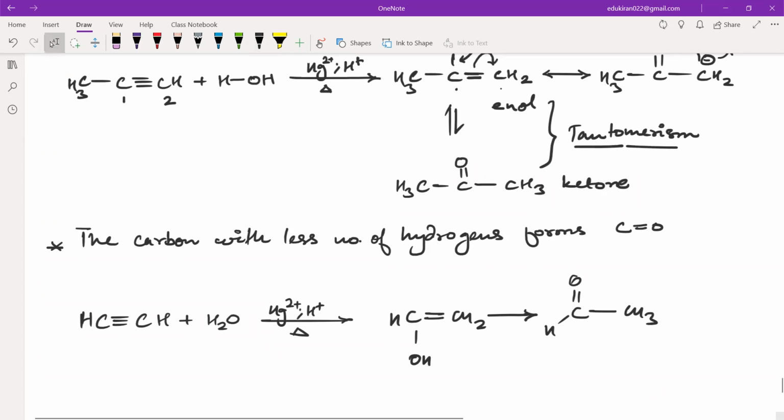Any doubt till here, guys? Please tell me. In this addition of water, any doubt? No, sir. Okay, so that is it for you guys. Next, you have polymerization in alkynes also. That you are going to write from NCERT. Okay, let me see.